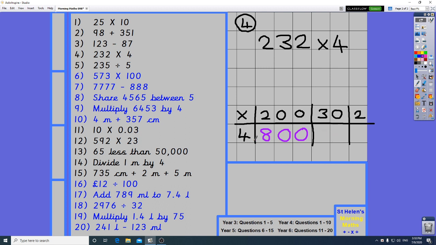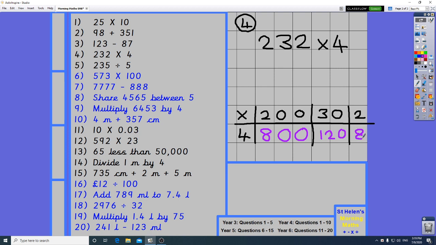In the next space is going to go 4 times 30. That is 4 times 3 in disguise. 4 times 3: 4, 8, 12. And place a 0, and it's 120. And in the final box is just 4 times 2, which is 4, 8, is 8.